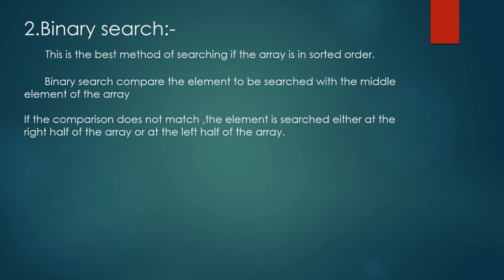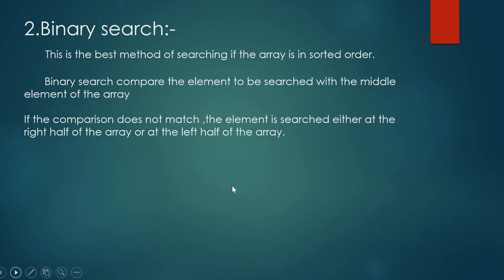Binary search. This is the best method of searching if the array is in sorted order. That is, in the binary search method, the array should be in sorted order or in ascending order. In binary search, the element to be searched is compared with the middle element. If the element is less than the middle element, we avoid the right hand part, and if the element is greater than the middle element, we avoid the left half of the array.